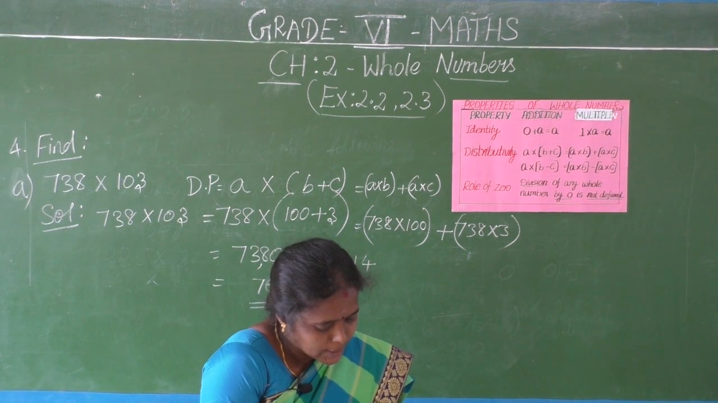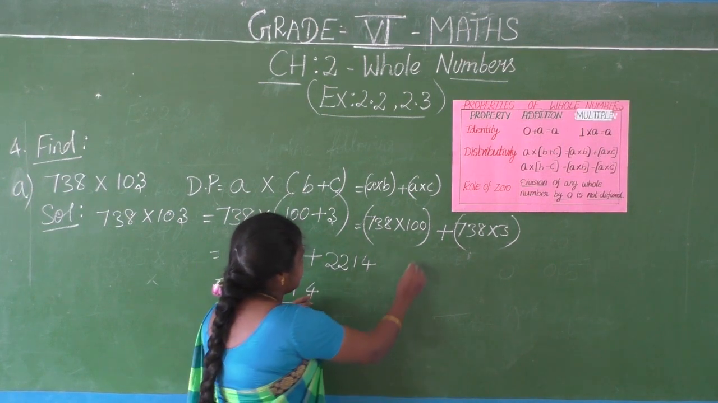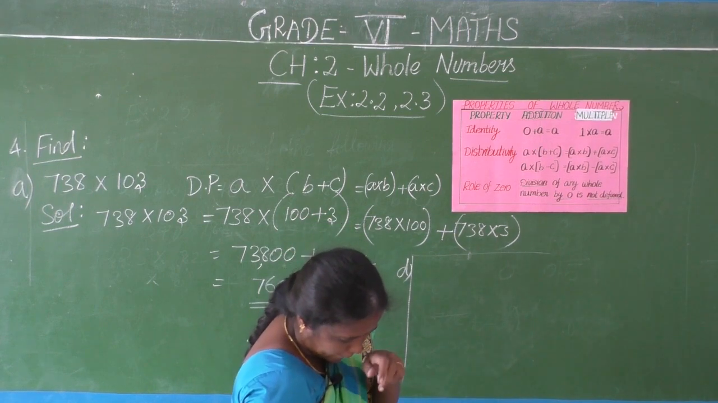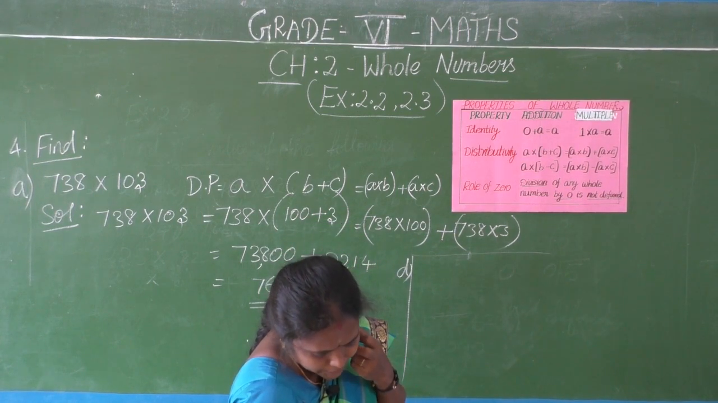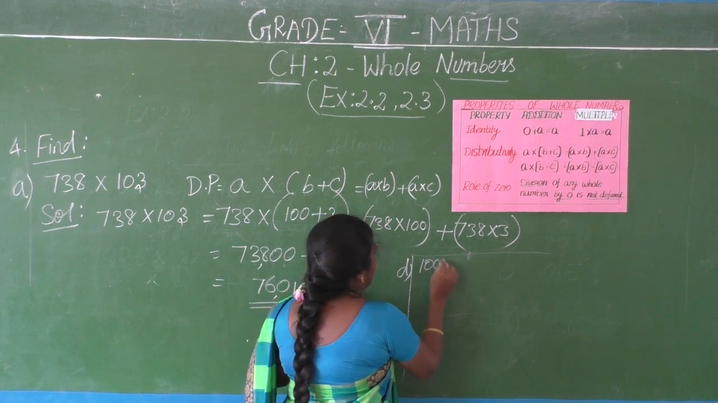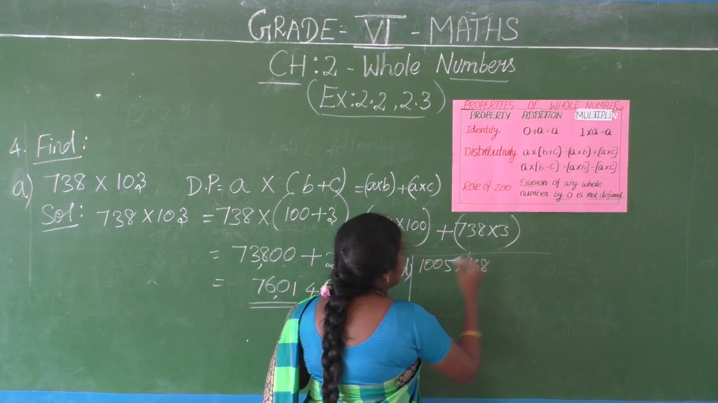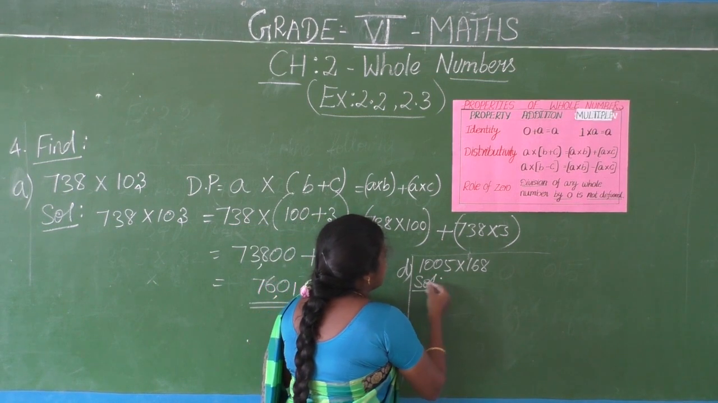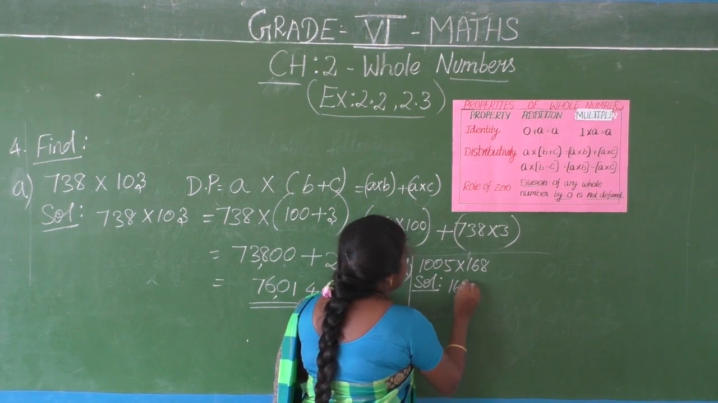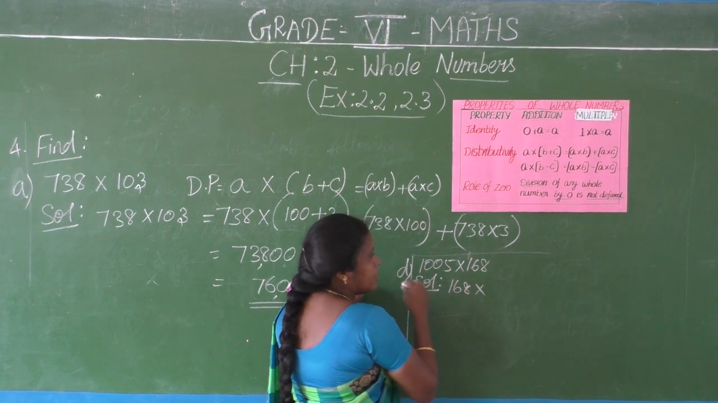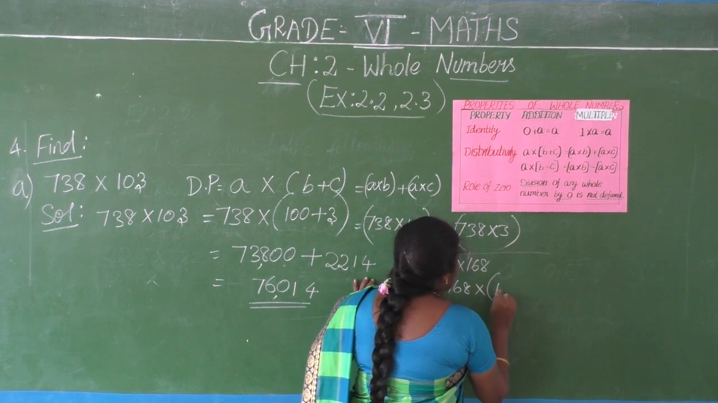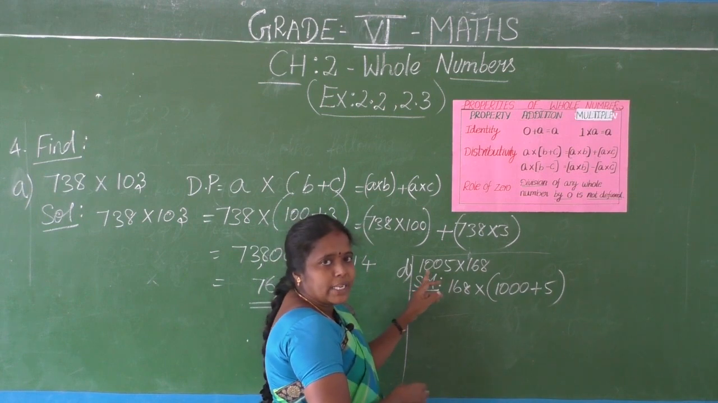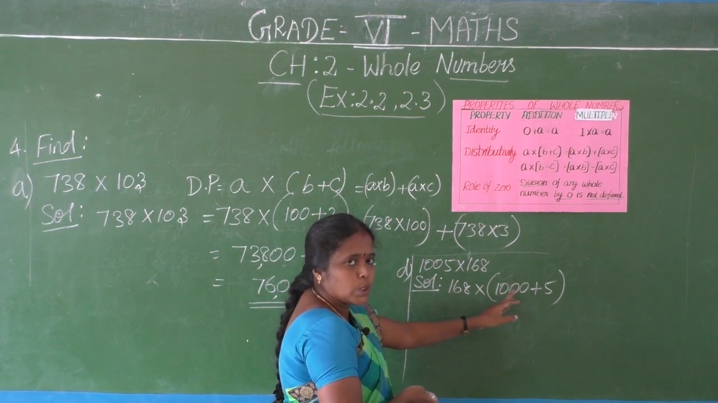Like this, one more question is there, D question: 1005 into 168. This I will do. Remaining 2 questions you have to take as practice. See, which is easy to split? 1005 only. So 168 as it is, keep. 1005 can be written as 1000 plus 5. 1005 can be split in addition like this, 1000 plus 5.